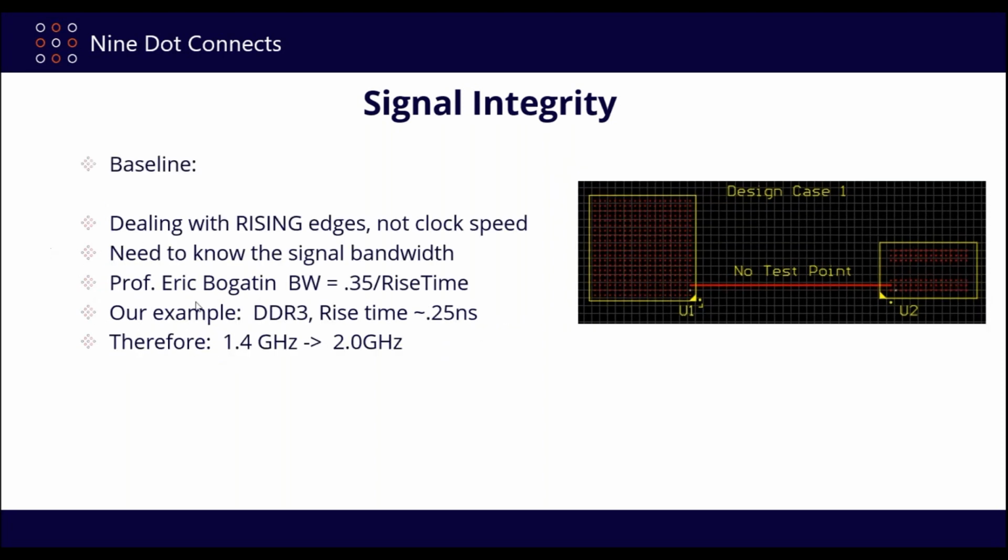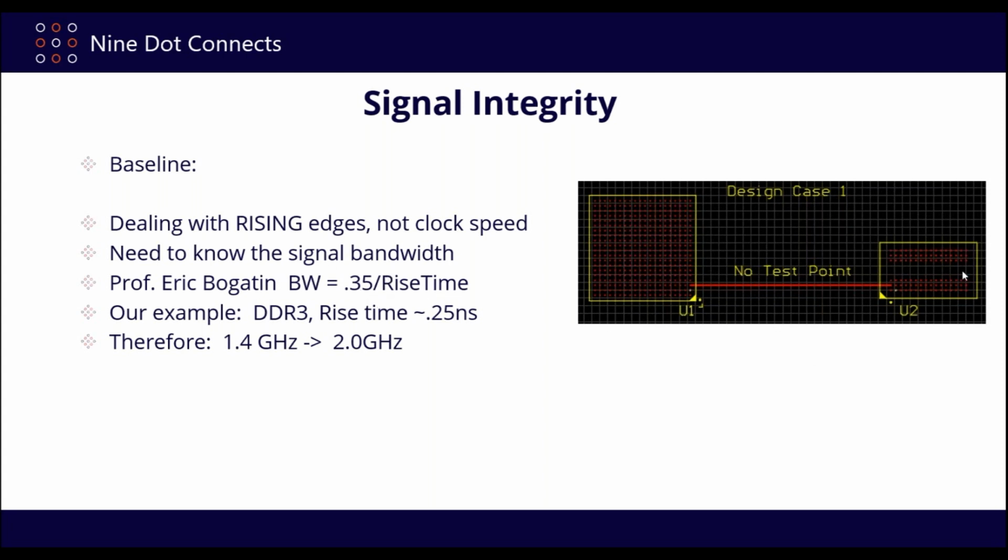So what are the things we had over here? We have to remember that when we're dealing with signal integrity issues, we're not dealing with clock speed. We're dealing with rising edges, and this is what we have to base all of our calculations off of. So we have to know what's called the signal bandwidth. We again go to the calculation recommended as a rule of thumb, created, I have to be careful of the word created, but derived by Professor Eric Bogatin, who wrote the book Signal and Power Integrity Simplified. One of his recommendations is that the bandwidth would be 0.35 divided by your rise time.